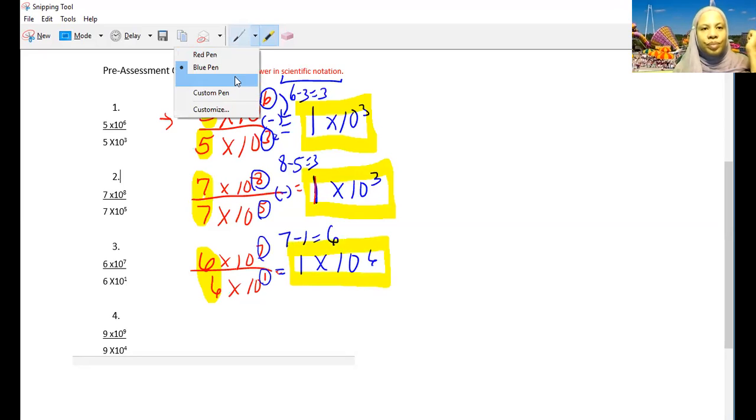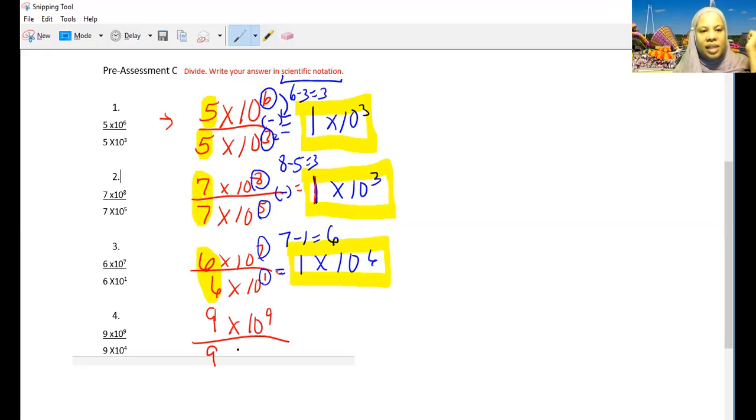Good. The last one we have is 9 times 10 to the 9th divided by 9 times 10 to the 4th. First thing you do, you divide the numbers in the front. 9 divided by 9 is 1 times 10. That's the scientific notation. And we want to subtract the exponents. So that's 9 minus 4, which equals 5. So that is 1 times 10 to the 5th. All right, so I have that.